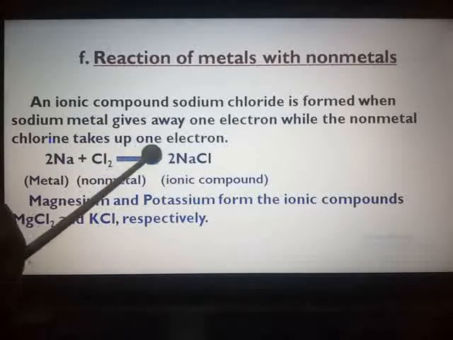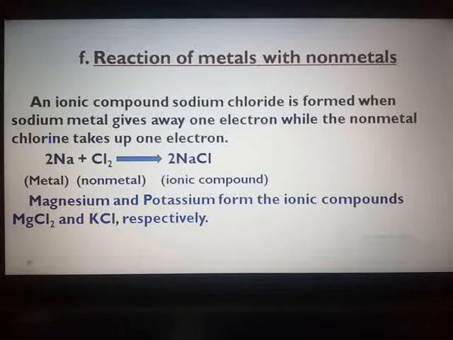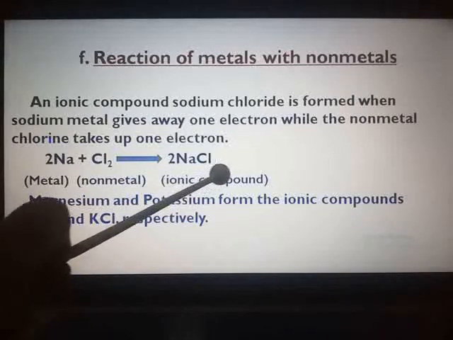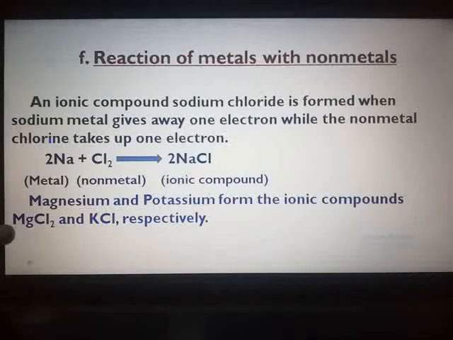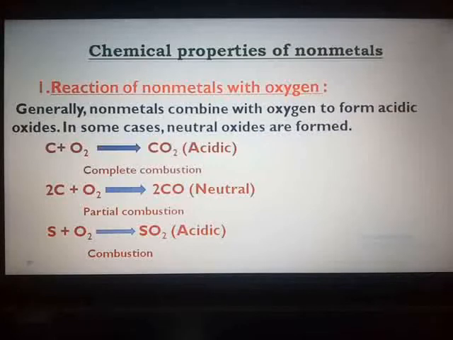2Na + Cl2 gives 2NaCl. Apart from this, magnesium and potassium also form the ionic compounds MgCl2 and KCl respectively. So it is not only sodium that does it, other metals also form ionic compounds. With this we complete the first topic from metallurgy, that is the chemical properties of metals. Now we move towards the chemical properties of non-metals.